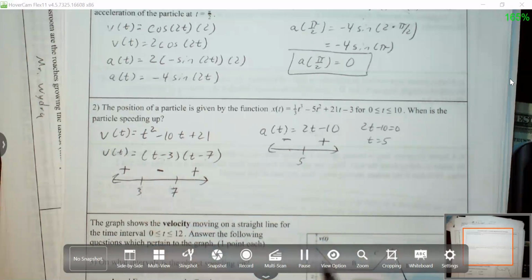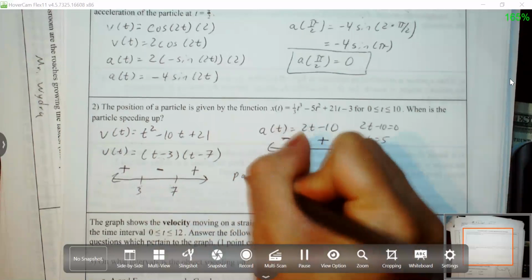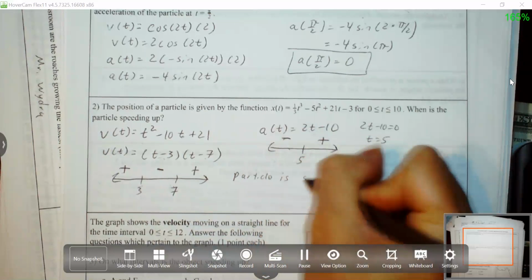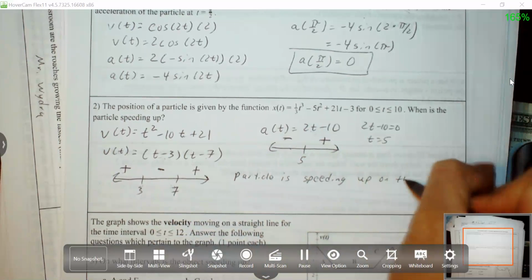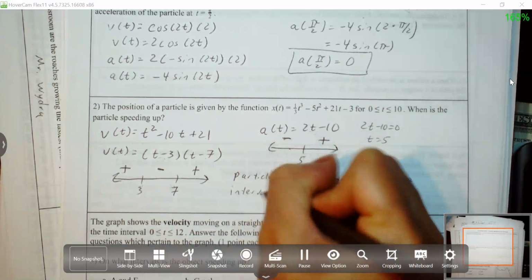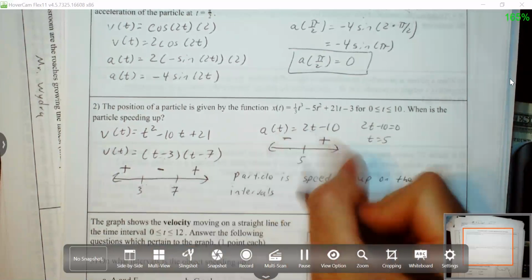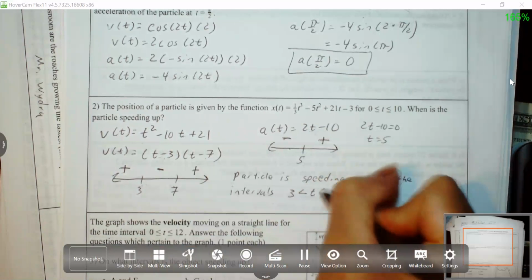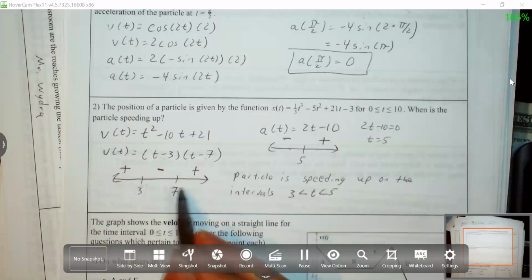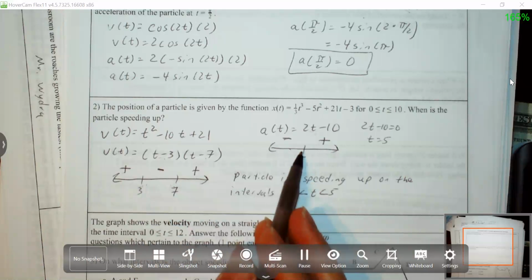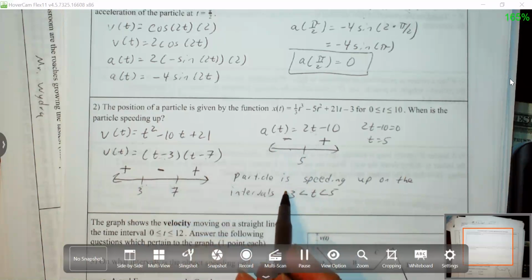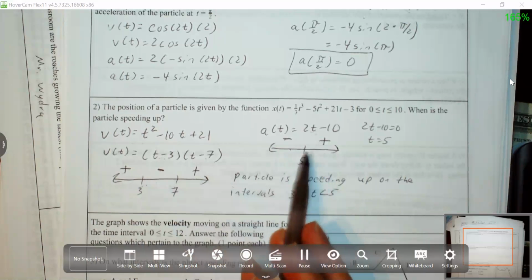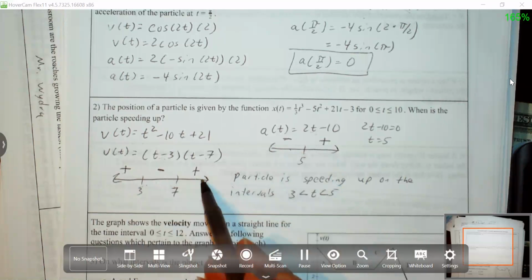Okay. So the particle is speeding up on the intervals from 3 to 5. See, because between 3 and 7, velocity is negative, but here, less than 5, acceleration is negative. So that means in the section between 3 and 5, these are both negative. So it's speeding up. And then after 5 here, it's positive. And then after 7 here is positive.